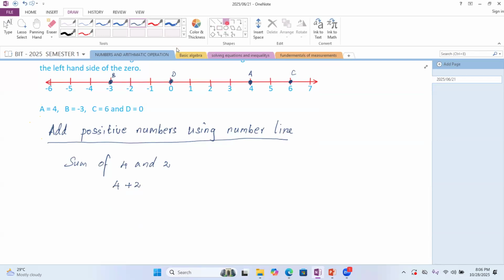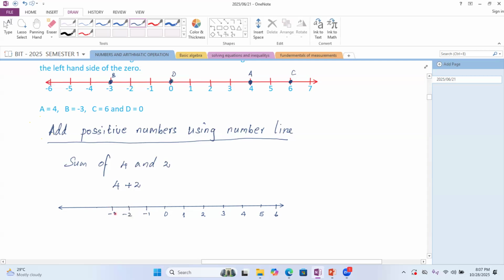We can write number line. Then 0, 1, 2, 3, 4, 5, 6. Here is the -1, -2, -3, -4, -5.